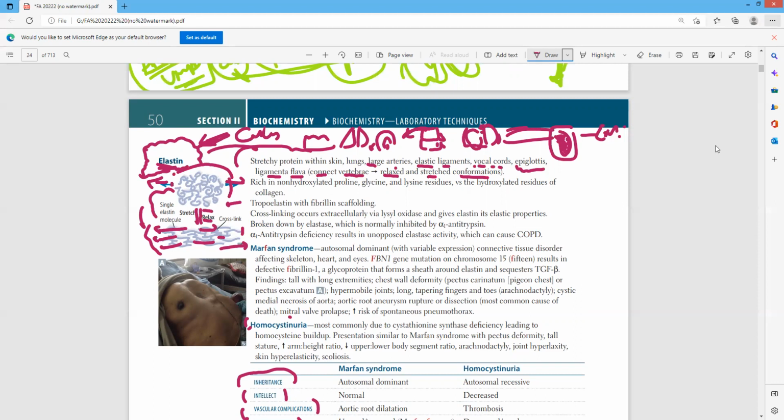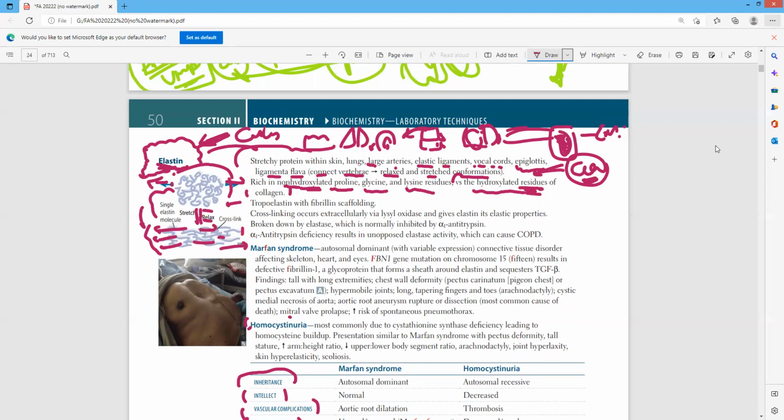To see the difference between them and collagen, they are rich in non-hydroxylated proline, glycine, and lysine residues versus hydroxylated residues of collagen. If you want to understand the meaning of residue, it's that amino acid, and we'll understand it in detail in the amino acid section.